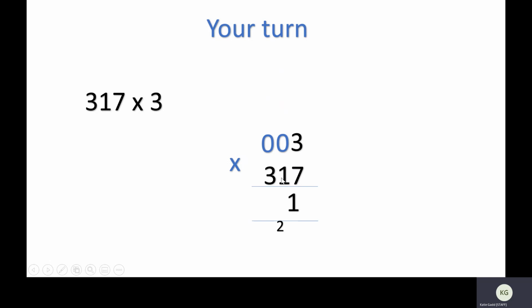Okay, then move on to the next number. 1 times 3 is 3. Remember, this is actually 10 times 3, which is 30. We've already got 20 down here, so 20 add 30 makes 50, so we've got 51. Now moving on to the next number, it's 3 times 3, and 3 times 3 is 9. So the answer you should have got was 951.